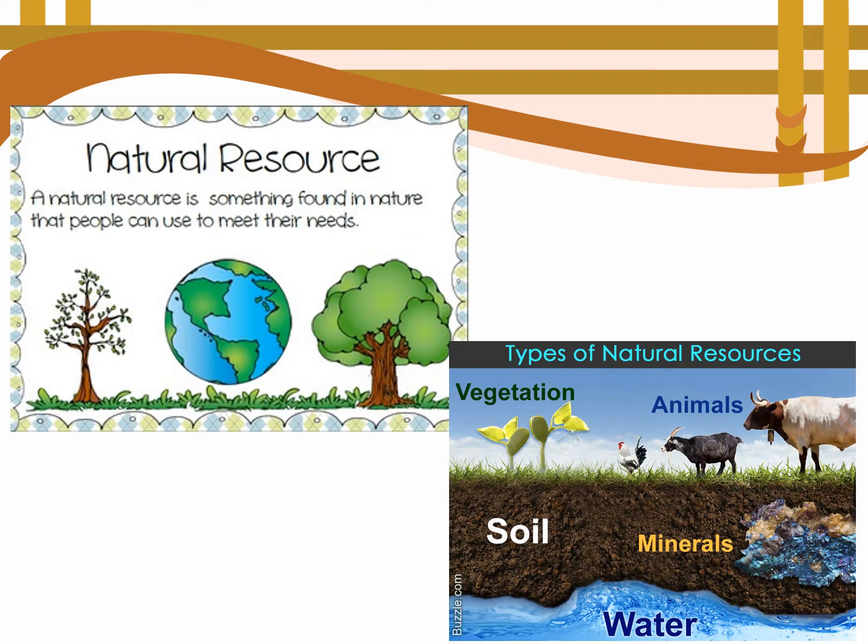From the previous lesson, grade 4, we've learned about natural resources. Just to recap, a natural resource is something found in nature that people can use to meet their needs. For example, we have vegetation or plants, animals, soil, minerals, and water.